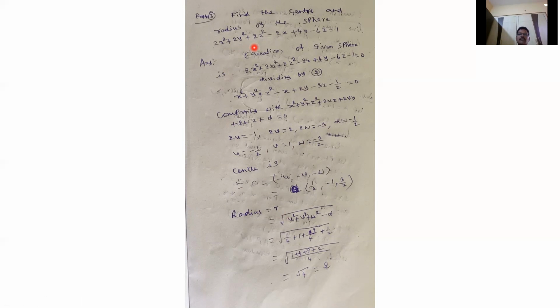So now we have to change it into the general form. The general form is x² + y² + z² + 2ux + 2vy + 2wz + d = 0. Here the coefficient of x² is 2, so dividing the given equation by 2 to change it into general form, we get x² + y² + z² − 2x/2 minus, 4y/2, that is 2y.